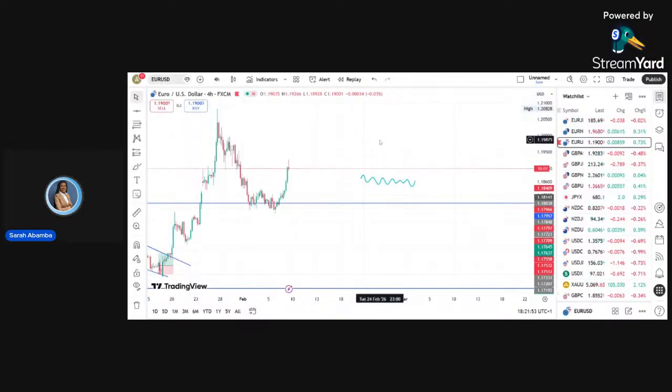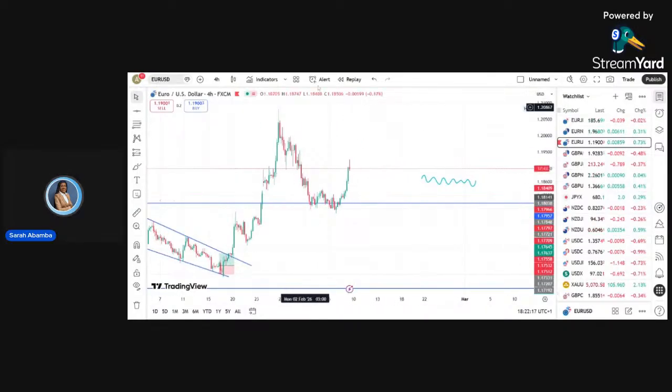This is a shopping market. So what you do in a shopping market is that you stay away from the trend. Just don't trade. You see that it's not having any clear direction. You do not trade.